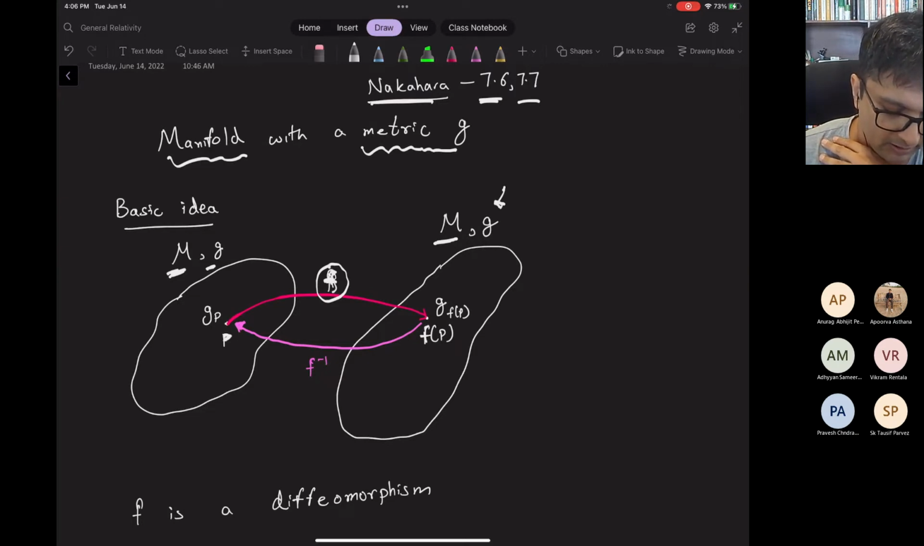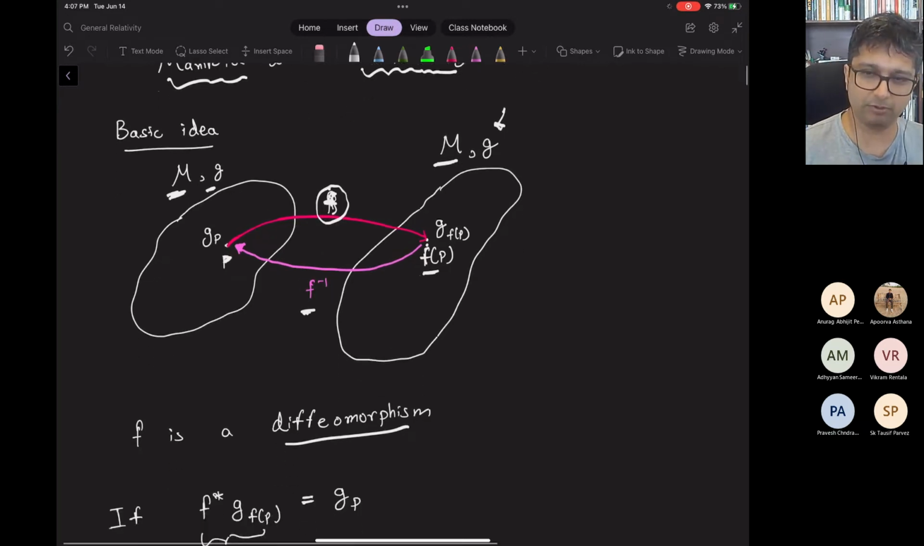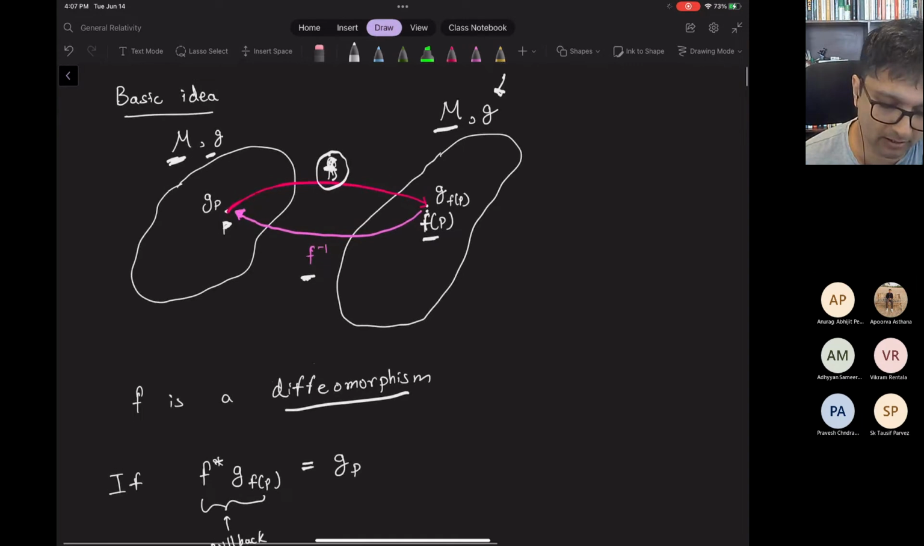It takes a point P in the manifold and maps it to another point F of P. You can either think of it as the same manifold or a copy of the same manifold, on which you're taking one point P to another point F of P. Also, we're assuming that F is a diffeomorphism, so the inverse map F inverse will also exist, which will take us from F of P back to P. This will be true for any point P on the manifold M.